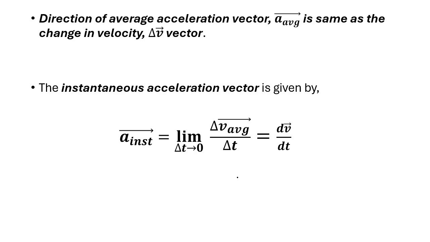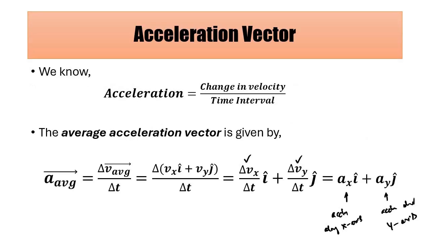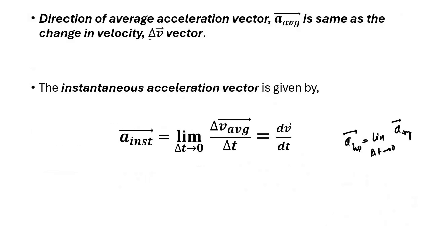So instantaneous acceleration is the limit as delta t approaches 0 of the average acceleration vector. That is all about the acceleration vector, average and instantaneous. Another thing: the direction of the average acceleration vector is always parallel to the change in velocity vector. Not the initial and final velocity, but the change in velocity, that vector.